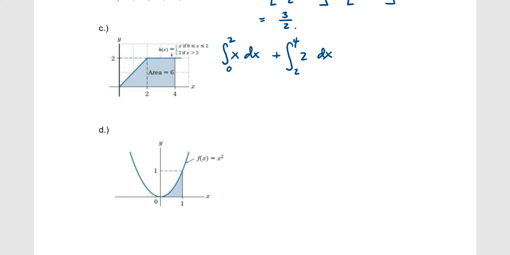So we have two separate functions, but to get the total area, we're going to add them up. So the first one we integrate and we get x squared over 2 evaluated from 0 to 2. Second one we get 2x evaluated from 2 to 4. And we plug those in. And I'll leave that to you guys to verify, practice plugging those in. We should end up getting 6.